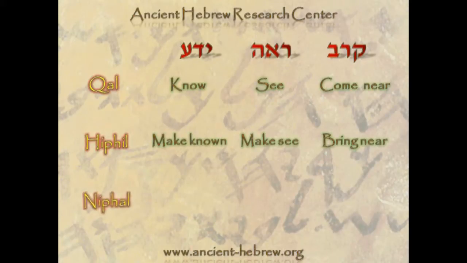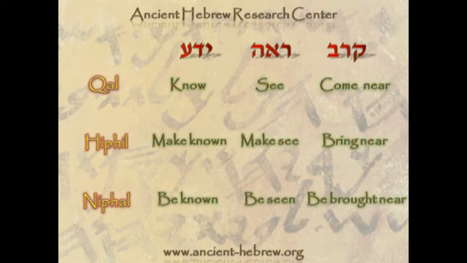The nifal form of yada is to be known, of ra'a it's to be seen, and karav is to be brought near.